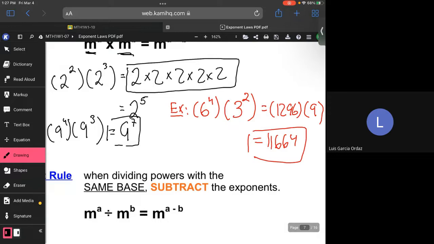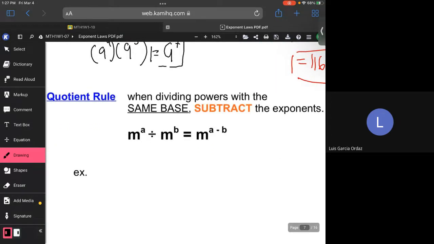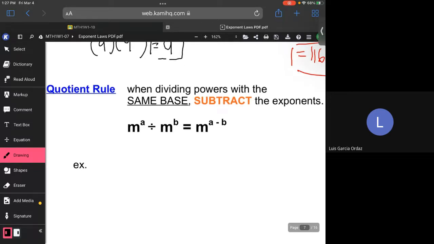Okay, and then the next rule is the quotient rule. So obviously, if we add when we multiply, what are we going to do when we divide exponents with the same base? Yeah, we're going to subtract. So when we have exponents with the same base, we are going to subtract my powers, okay, my exponents. So instead of using the division sign, what are we using instead? The fraction sign. So for example, I have 3 to the power of 8 over 3 to the power of 5. What would that give me as 1 power? Simplify that to 1 power. Gian? 3 to the 3.